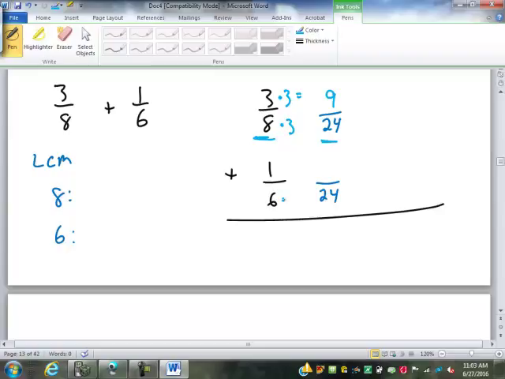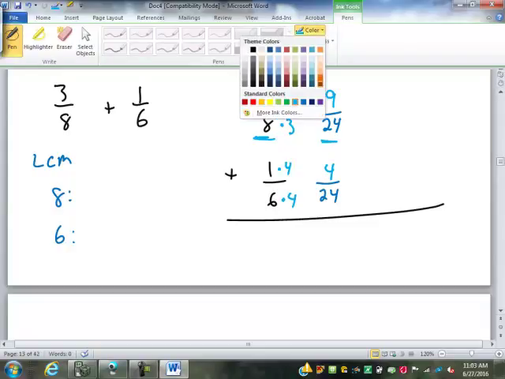Now here, what'd you do to the 6 to turn it into a 24? Times 4. So what do we do to the 1? Times 4. 1 times 4 is 4. Again, 4 24ths and 1/6 have exactly the same value. We just changed the appearance.